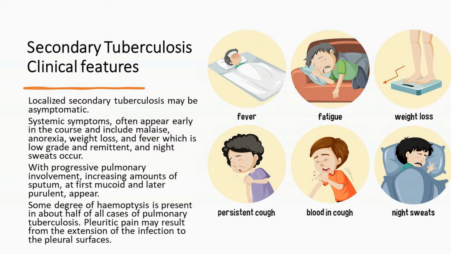With progressive pulmonary involvement, increasing amounts of sputum, at first mucoid, and later purulent, appear. Some degree of hemoptysis is present in about half of all cases of pulmonary tuberculosis. Pleuritic pain may result from the extension of the infection to the pleural surfaces.